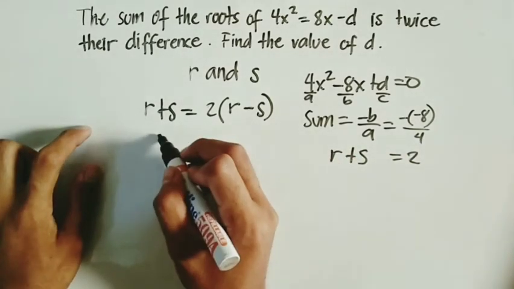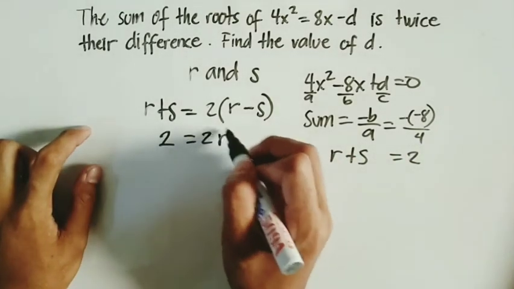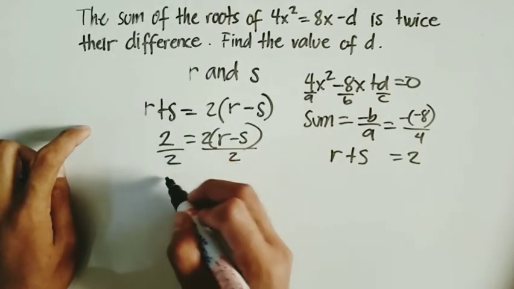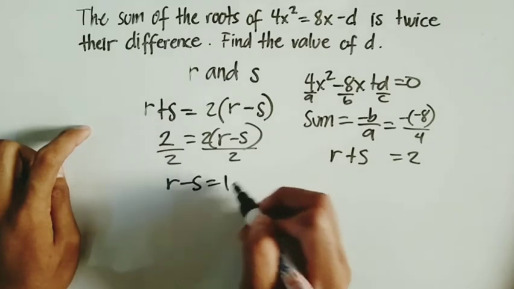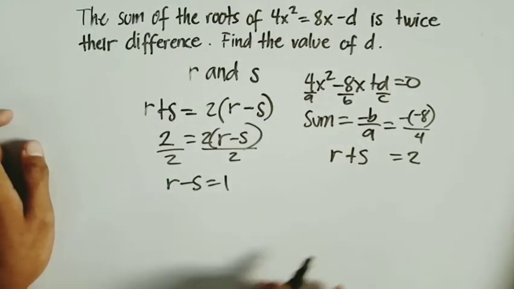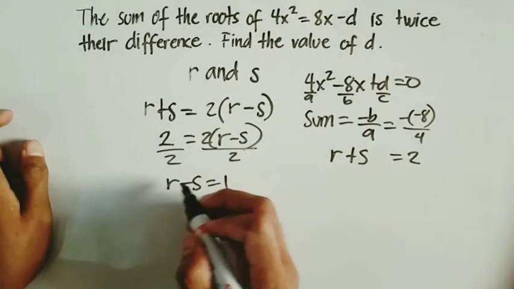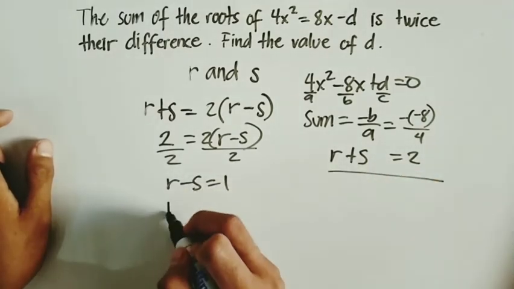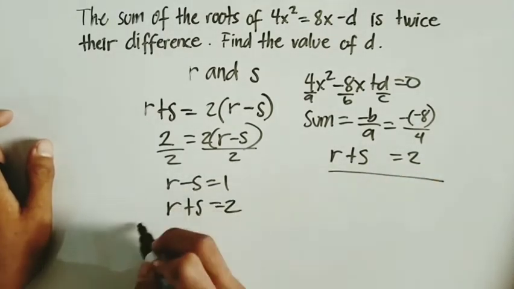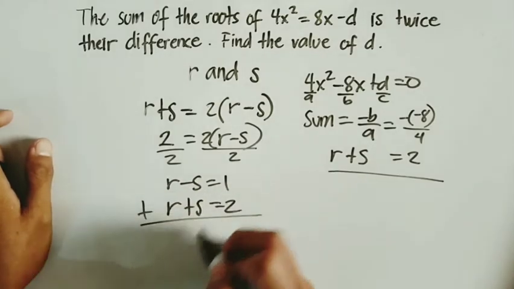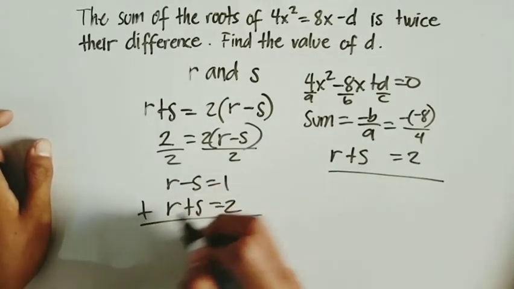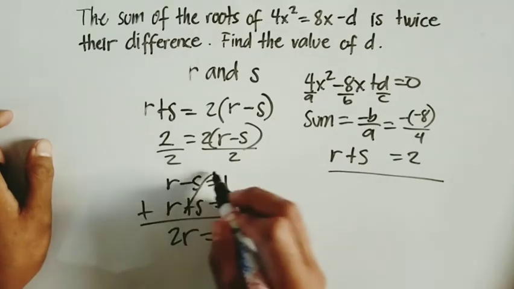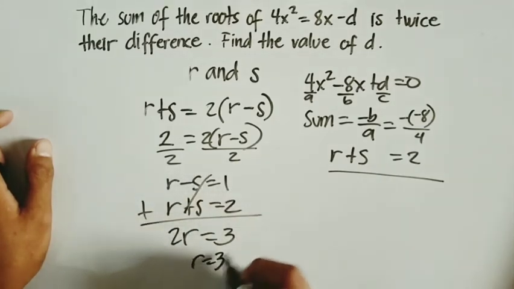So, pwede natin siya isulat dito, 2. Next, divide both sides by 2. And that is equal to 1. Next, gagamitin natin dito r plus s equal to 2. So, solve natin yung isang variable kahit alin. So, in this case, add natin. We have 2r is equal to 3. Paka-cancel yan. r is equal to 3 halves.